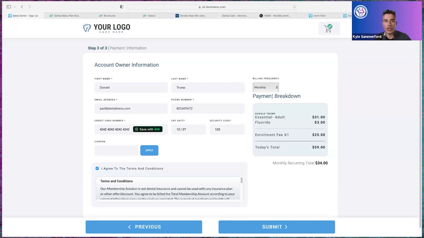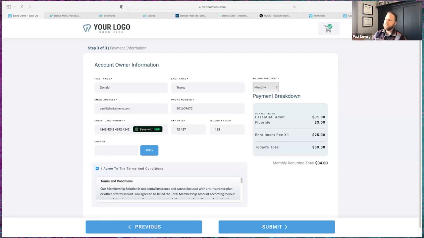Yeah. So Paul, this part of the process is sort of like set it and forget it, right? Once you go through this process, the software will automatically charge the patient's credit card, and on the patient's credit card statement, it's actually going to come up with the name of the practice. Correct.